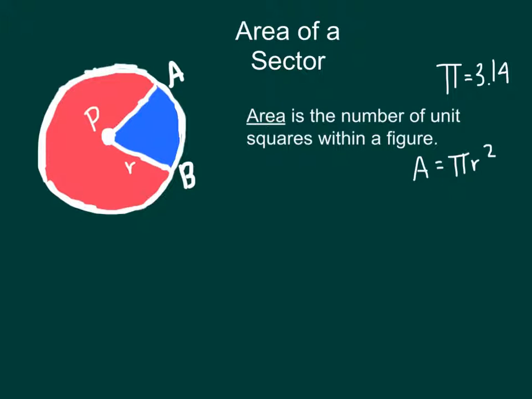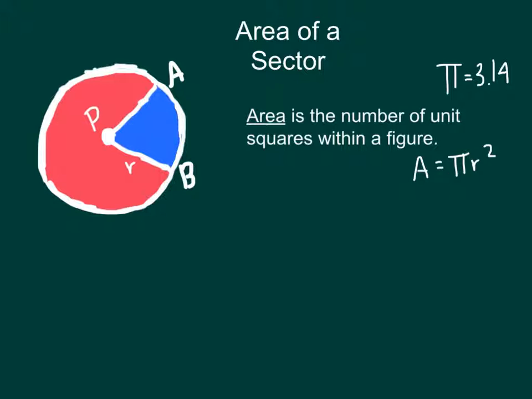The idea for the area of a sector is very similar to what we just did with arc length. The first thing that we should do is find the area of the circle itself, and the definition for area of a circle, or area in general, is the number of unit squares within a figure. Simply put, it's the space inside of a two-dimensional figure, and we use the formula area equals pi, or 3.14, times the radius squared to get the area of a circle. So we'll use that in a bit.